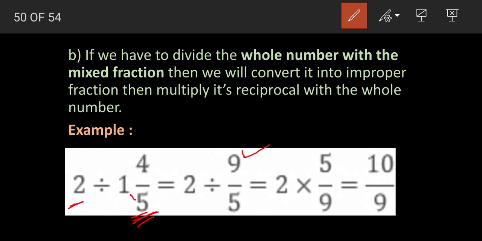Next step is we have to convert this division sign into a multiplication sign, and we have to write the reciprocal of the fraction. So it becomes 2 multiplied by 5 by 9. Next step is you have to multiply the numerator and the whole number. So 2 fives are 10, divided by the same 9. Okay.